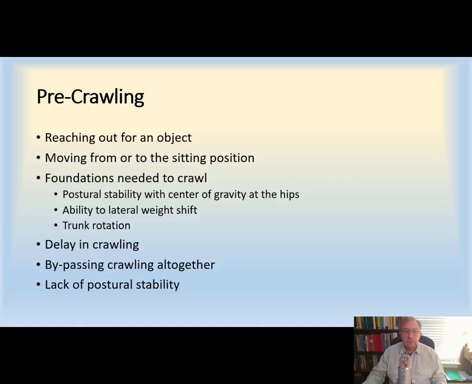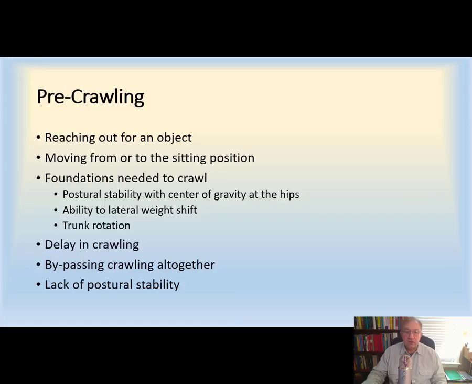So let's start with pre-crawling. The child starts reaching out for an object when he or she is on all fours, and that's the first step towards crawling, reaching out with the arm. Also, moving from or to a sitting position is also a precursor to actually crawling.